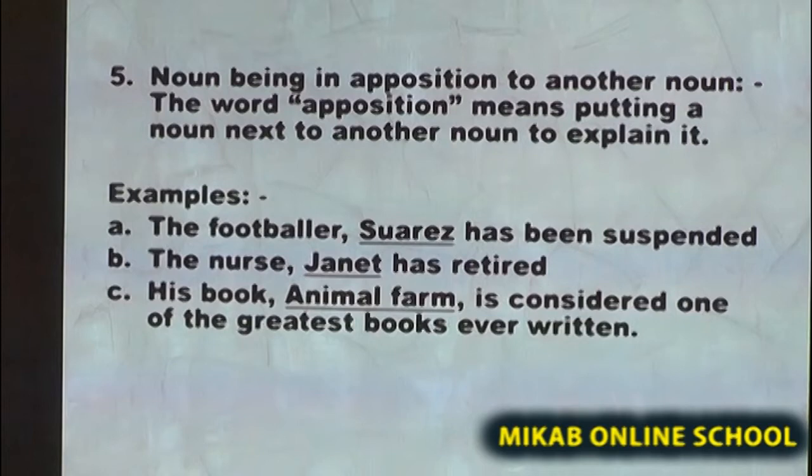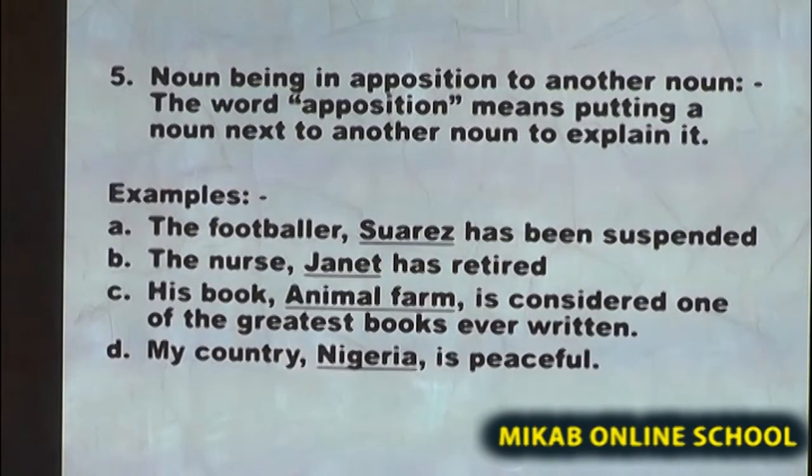Then the last example is my country, Nigeria, is peaceful. My country, Nigeria, is peaceful. Nigeria is the noun in that sentence. Country is another noun. Nigeria is placed side by side with country. Therefore, it is in apposition with the noun country. So all these are the functions of noun in a sentence.